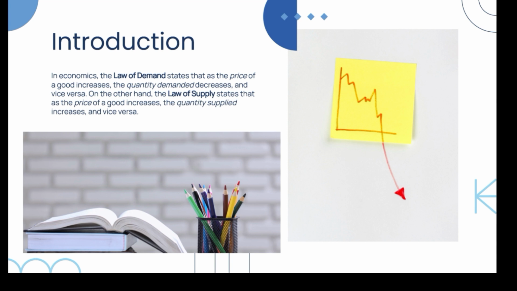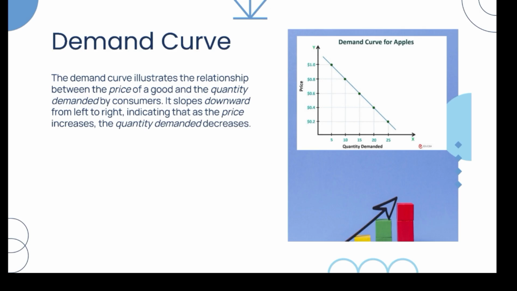We will start from the introduction, which states that in economics the law of demand states that as the price of the good increases, the quantity demanded decreases, and vice versa. On the other hand, the law of supply states that as the price of a good increases, the quantity supplied increases, and vice versa. This definition states that there is an inverse relationship between quantity and price in the law of demand, and a direct relationship between the quantity supplied and price in the law of supply.